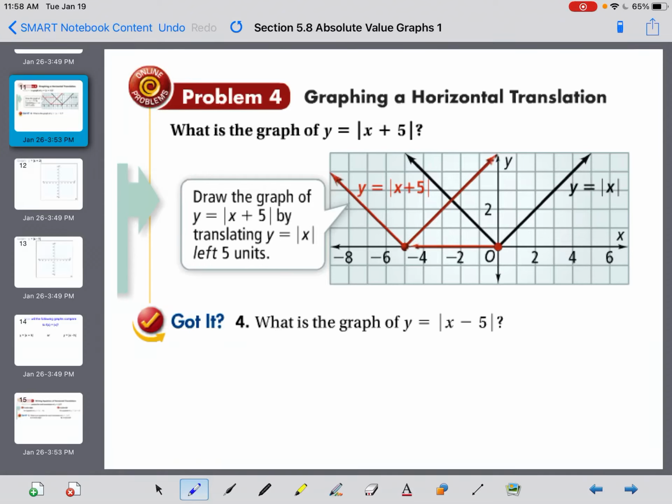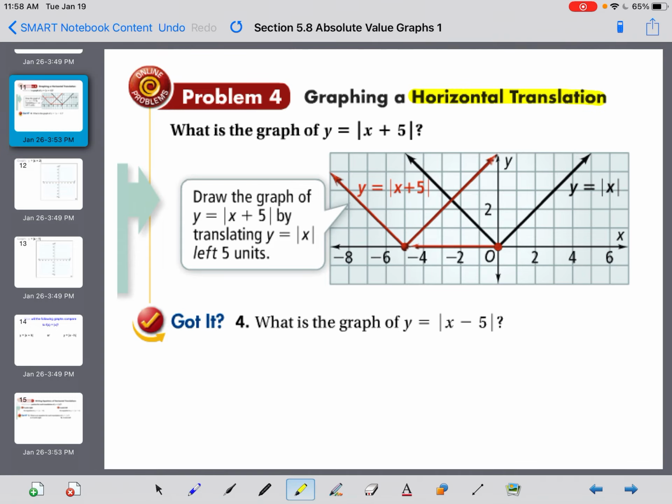Section 5.8, absolute value graphs, part 2. Now we're talking horizontal translations. That means left to right. Yesterday we talked about vertical, up and down, and that was if we had an addition or a subtraction on the outside of the absolute value bars.